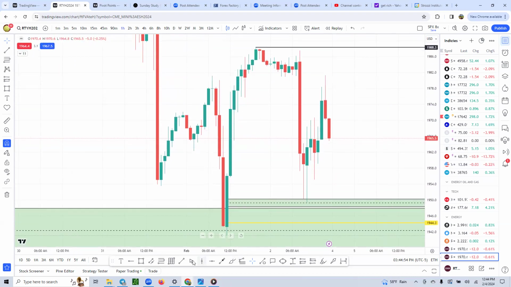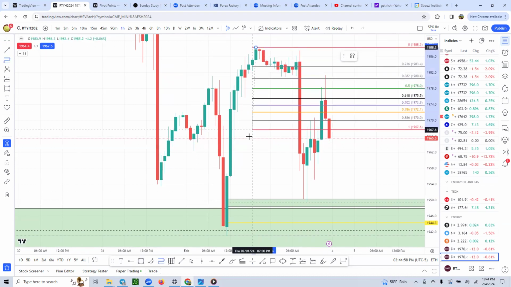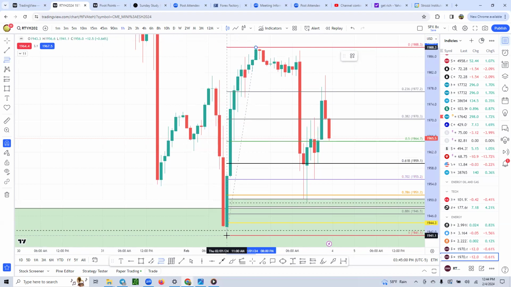Even when price was falling here, as price is dropping you might think, oh, it's going to heck, oh my God. But basically this was just a retracement down to the 786 to launch it up.